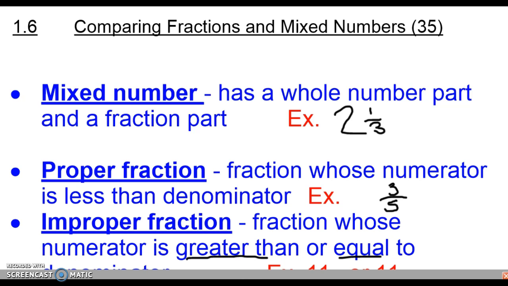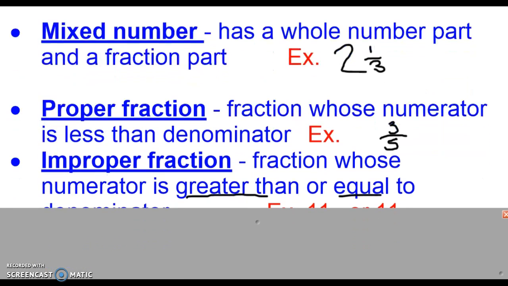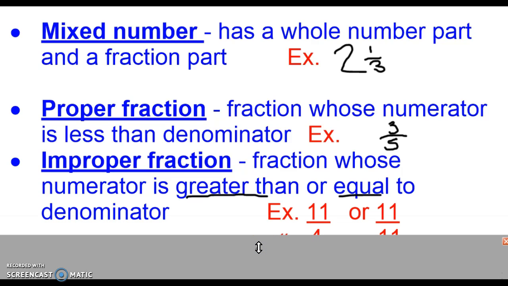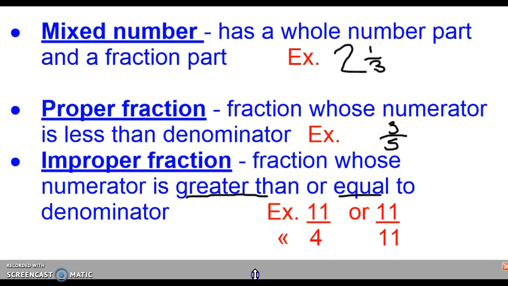And the last example we have is an improper fraction. And this is a fraction whose numerator is greater than or equal to the denominator. So in this first example, our numerator is greater than our denominator. And in the second example, our numerator is equal to our denominator. Both of these are improper fractions.